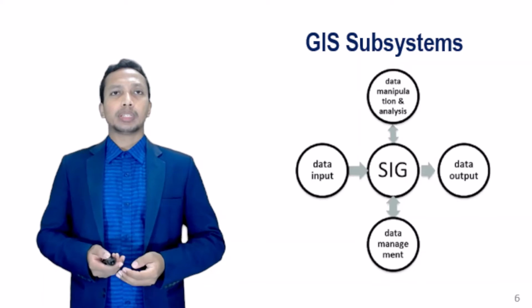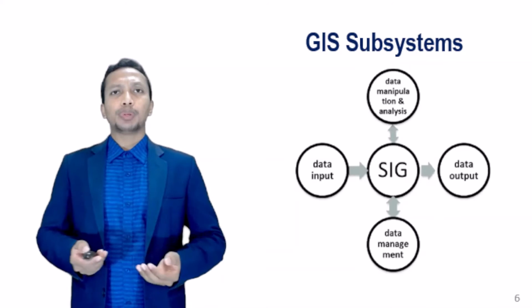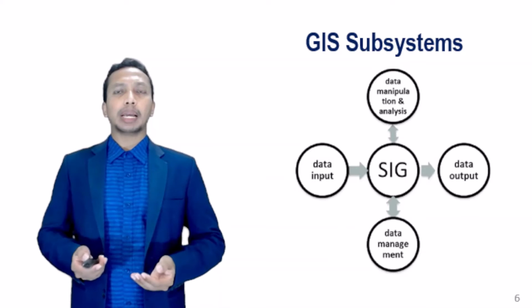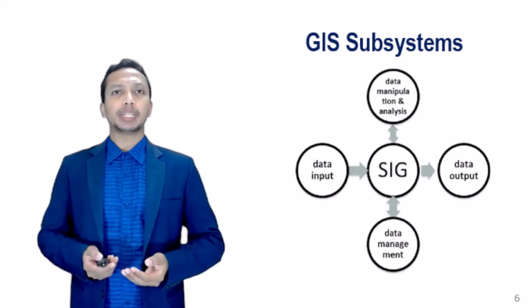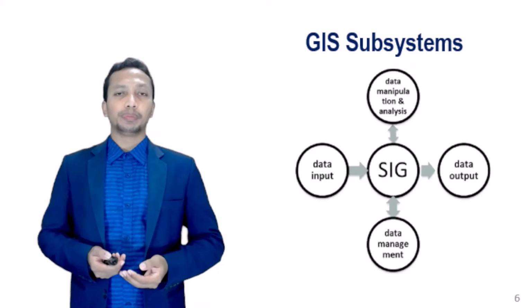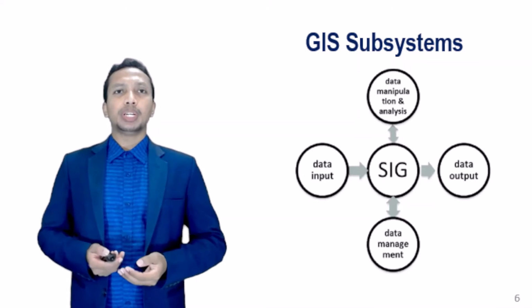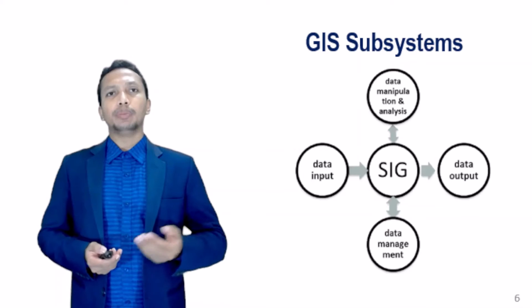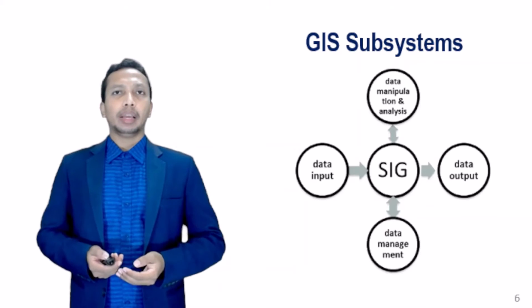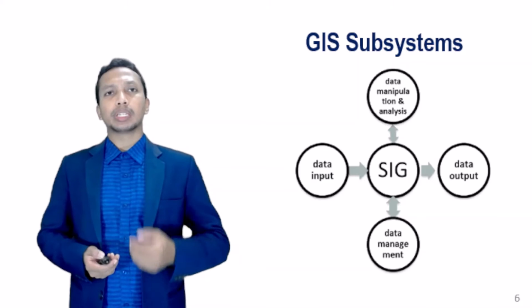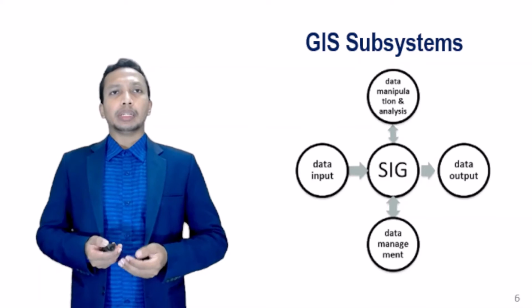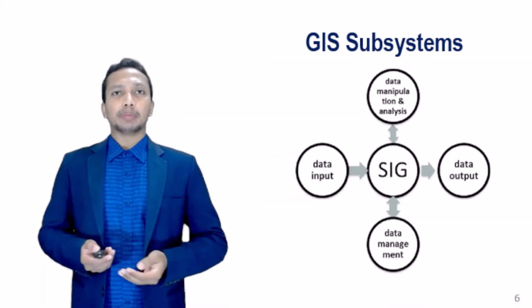Data input subsystems. A data input subsystem allows the user to capture, collect, and transform spatial and thematic data into digital form. The data inputs are usually derived from a combination of hard copy maps, aerial photographs, remotely sensed images, reports, and survey documents.